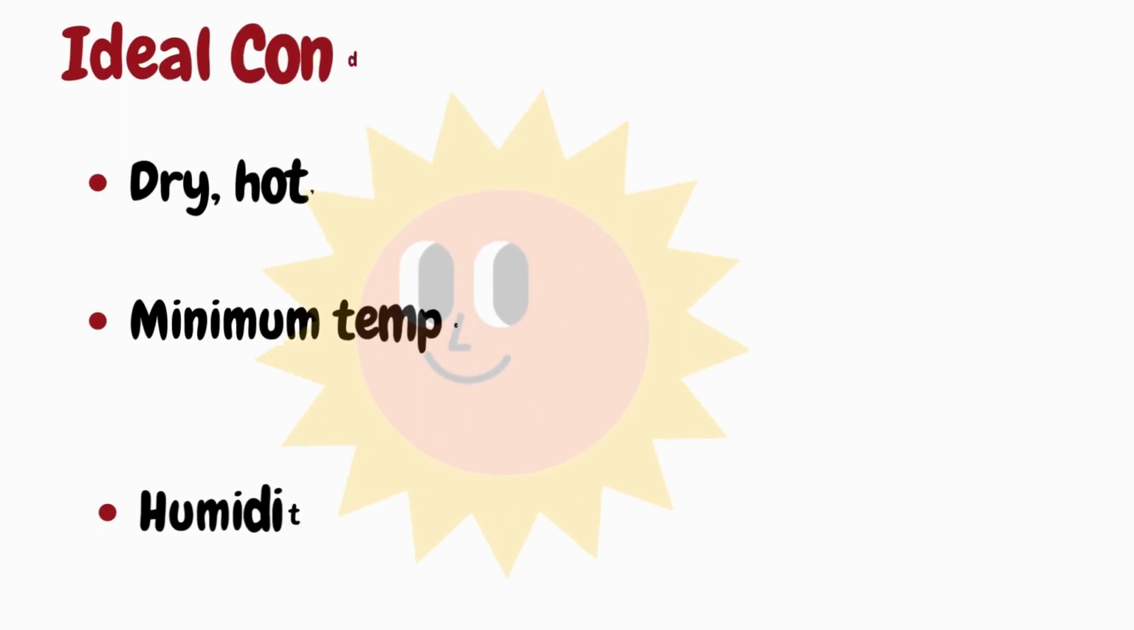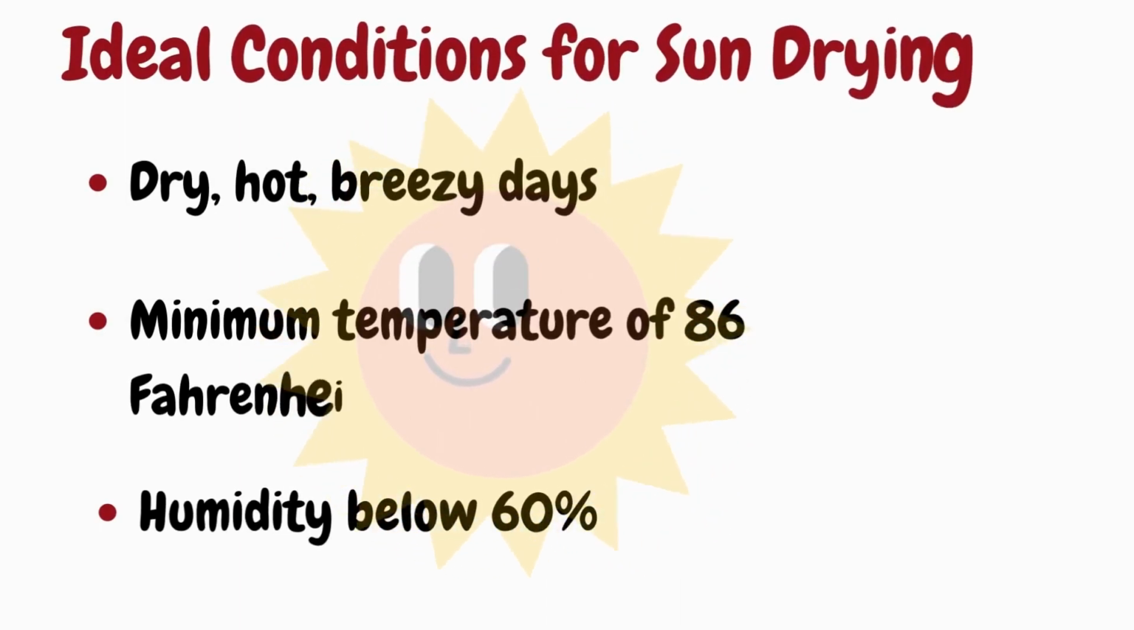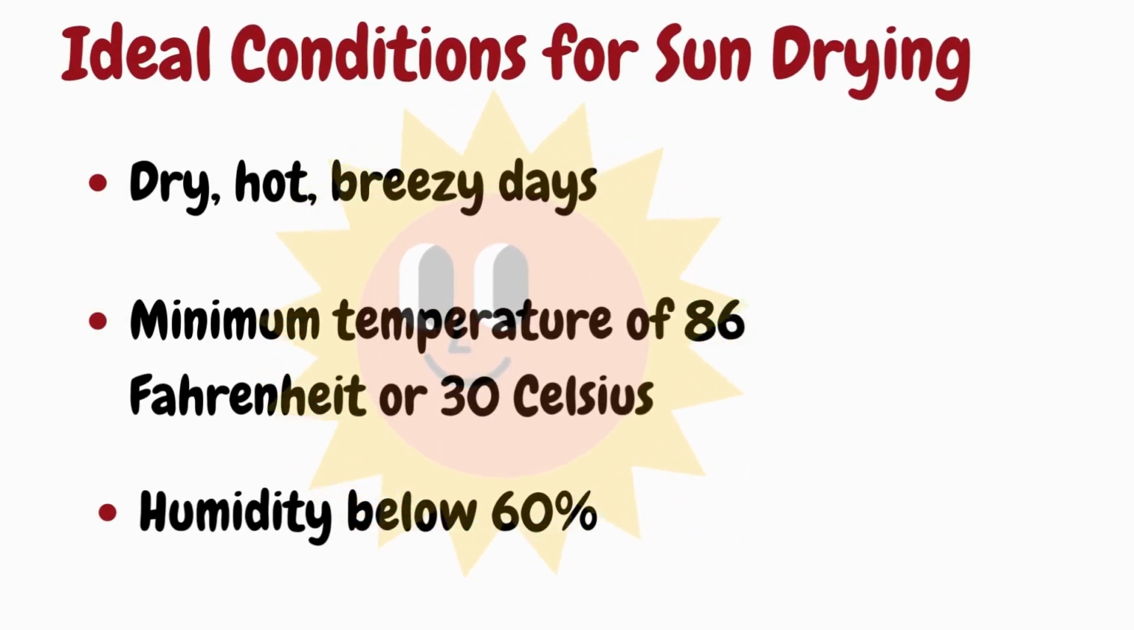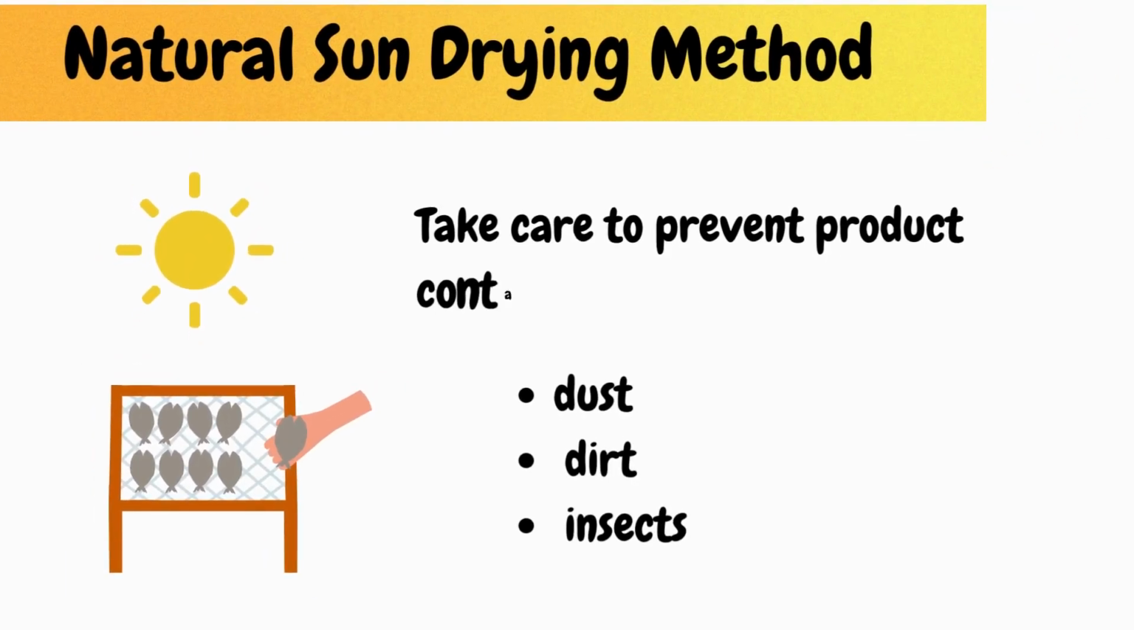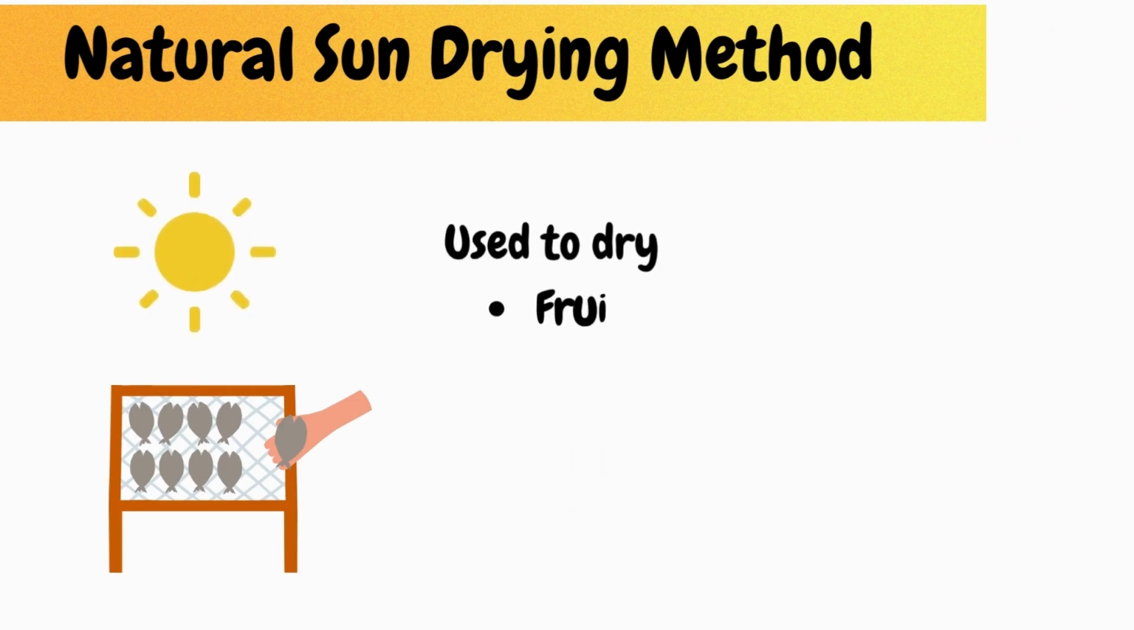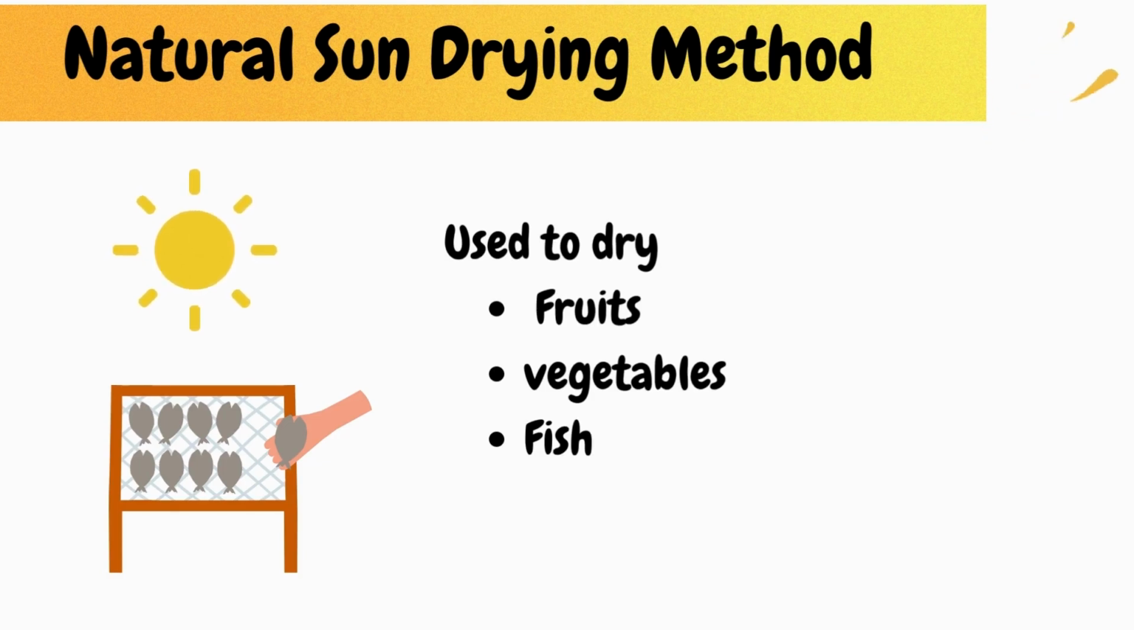Do you know what are the ideal conditions for sun drying? Dry, hot, breezy days are best for sun drying. Also, we need a minimum temperature of 86 Fahrenheit or 30 Celsius and humidity below 60% to facilitate a better drying process. In the sun drying method, take care to prevent product contamination by dust, dirt, insects, or any other contaminants. Sun drying method is used to dry fruits, vegetables, fish and more.